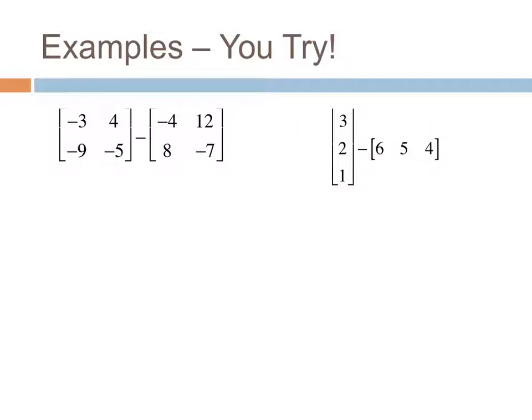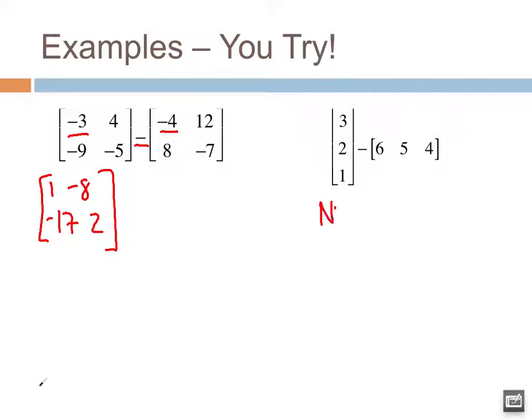Welcome back. I want to go over these 2 problems. Okay, first one, negative 3, subtract negative 4. That's like negative 3 add 4, which is 1. 4 subtract 12 is negative 8. Negative 9 subtract 8 is negative 17. Negative 5 subtract negative 7. That's like negative 5 add 7, which is 2. That's your final answer.